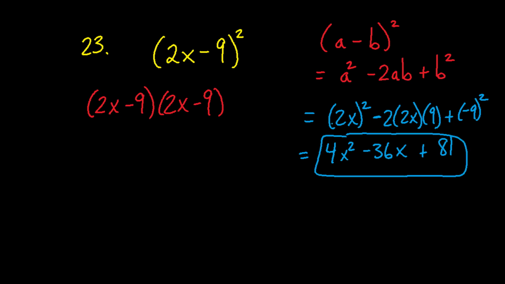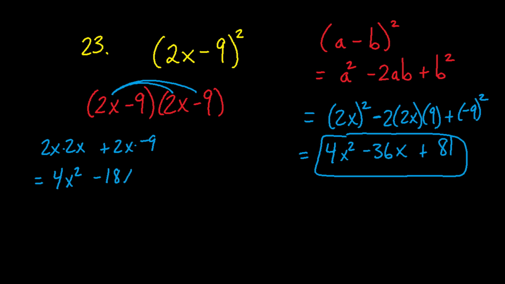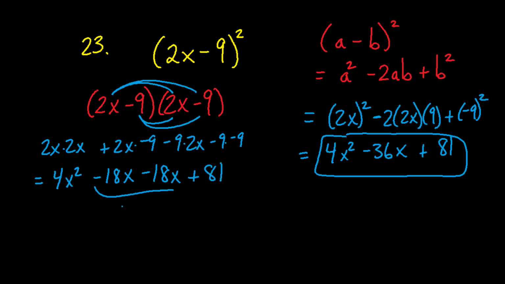But we can work it out another way as well, just to check. 2x times 2x gives us 4x squared, and 2x times -9 gives us minus 18x. -9 times 2x is another -18x, and -9 times -9 is positive 81. So these would combine to be -36x, and you could see that we got the same exact answer.